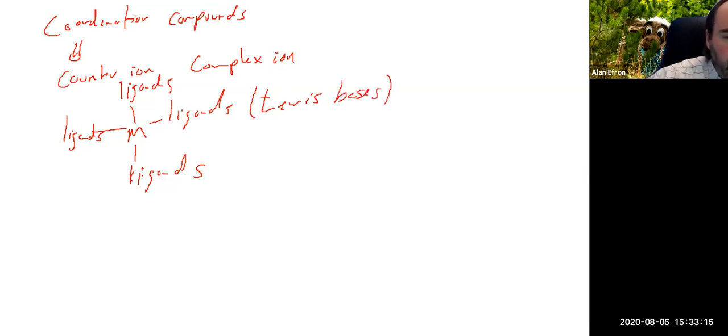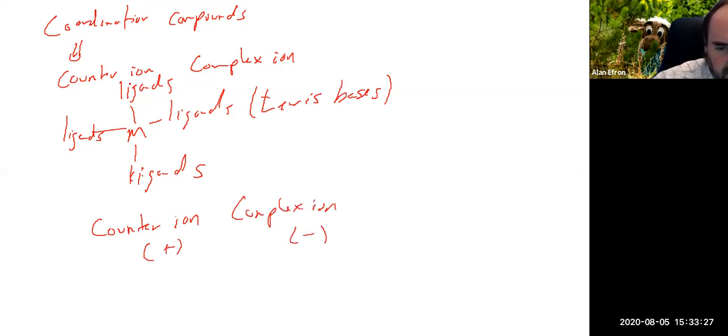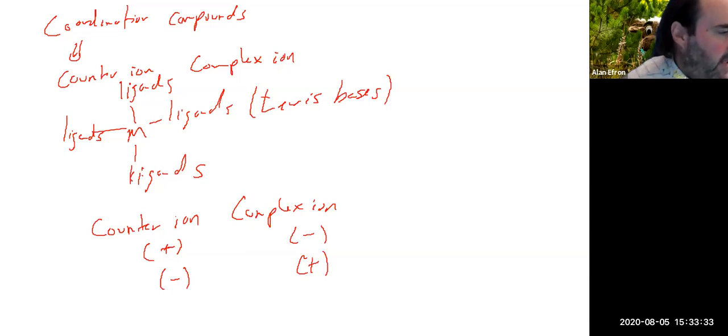And again, as we talked about, the counter ion could be positive, which means your complex ion will be negative, or vice versa. You could have a positive complex ion and a negative counter ion. The idea there is it's kind of like an ionic compound, so overall charge is going to equal 0, so everything gets balanced out.